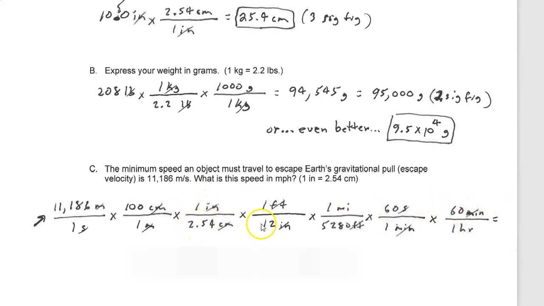And then say 2.54 times 12 times 5,280 times 1 times 1. Write that down and then divide. You can do it that way. But remember, multiplication and division are commutative. So what you can do is you can do it this way.